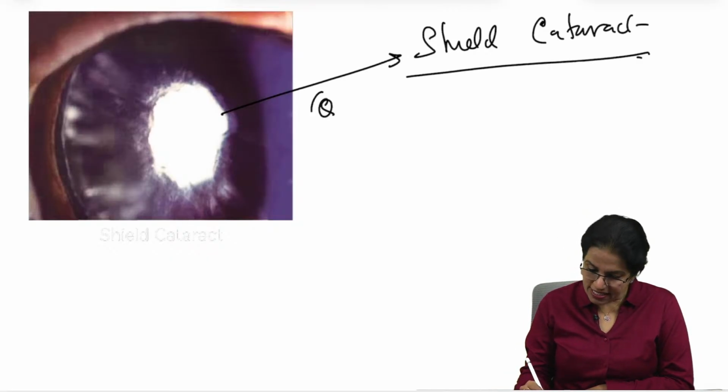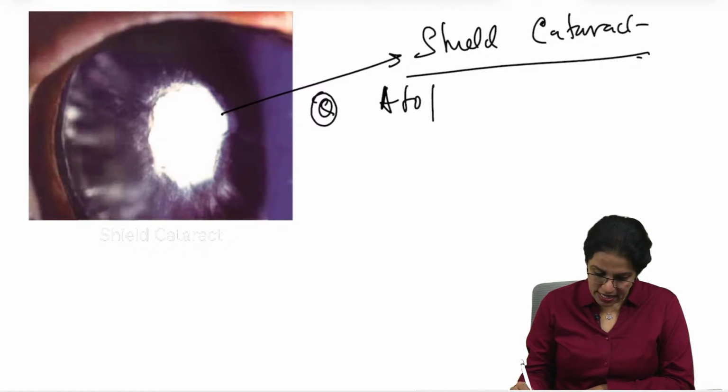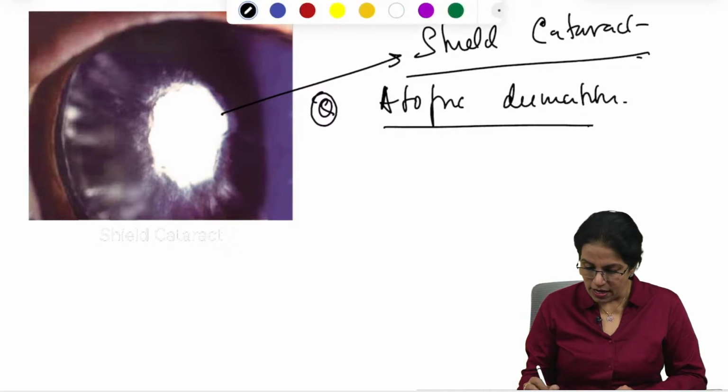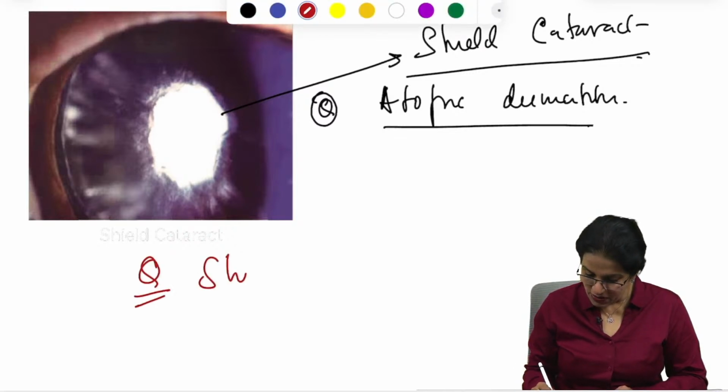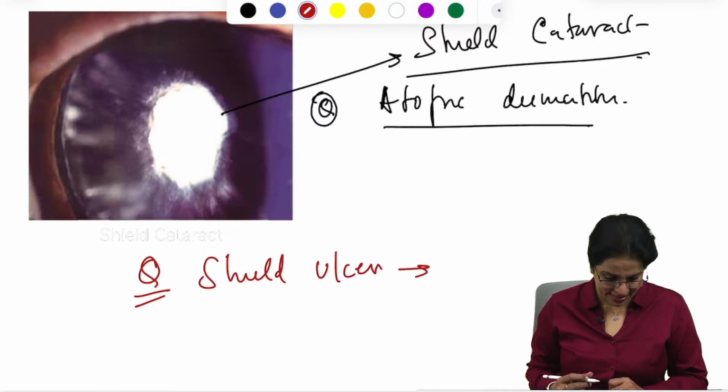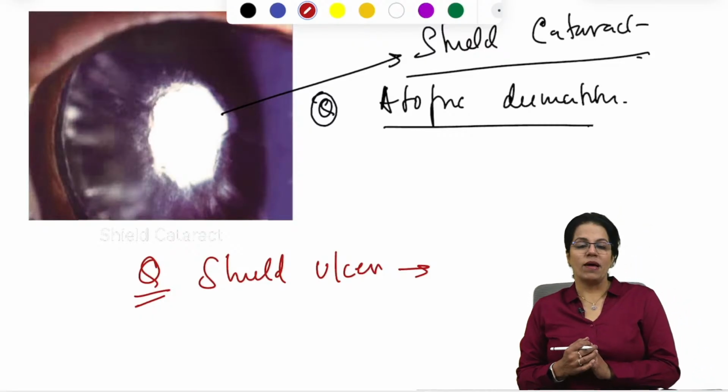Question is, it is seen in which condition? You will answer atopic dermatitis. Atopic dermatitis. Okay, one more thing I will ask you. Another question. Where do you get shield ulcer? Batao, where do we get shield ulcer? Great. Thank you, Kan. I am happy you understood.